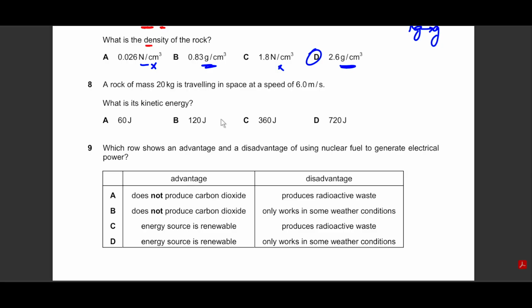Question 8. It says to find the kinetic energy, very simple, very easy, half mv squared. Mass is given, velocity is given, so 1 over 2 into mass is 20 into 36, or simply 6 squared. This is going to come out as 360 joules of energy.